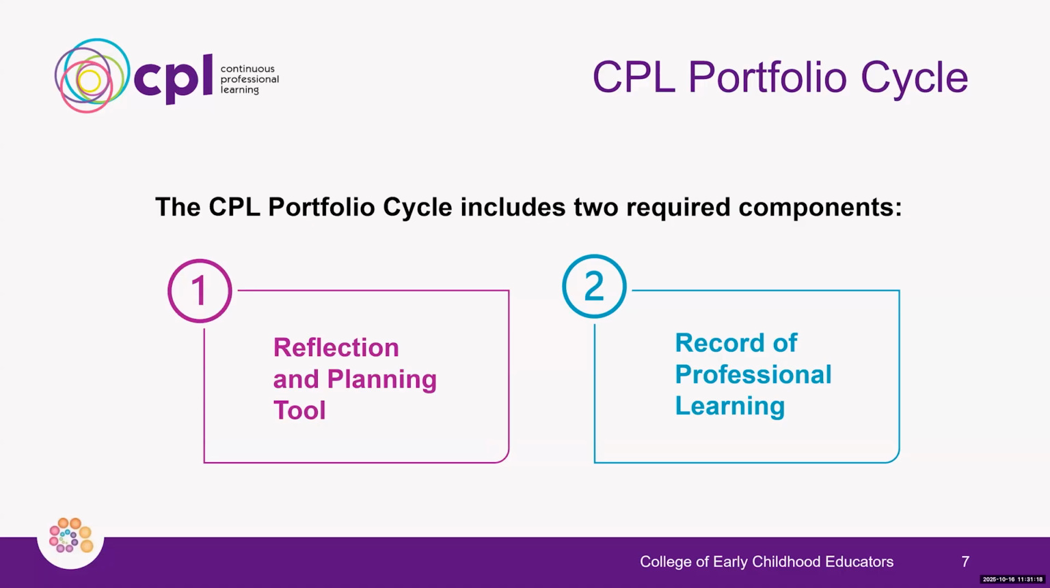On this slide, you see an outline of the two required components of the CPL Portfolio Cycle. The first one is the reflection and planning tool. This is designed to support self-assessment and goal setting as part of your professional development. And the next part is your record of professional learning. This is used to document your learning activities and track your progress throughout the cycle.